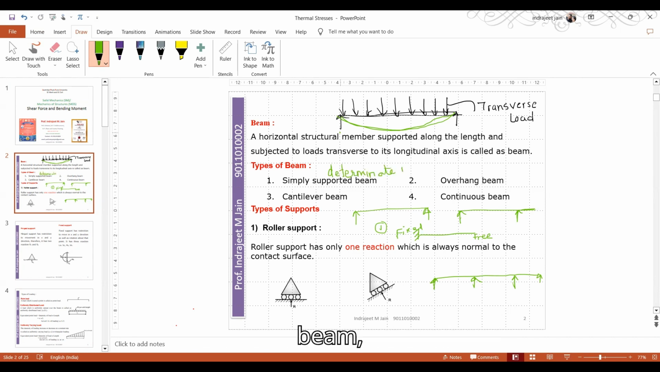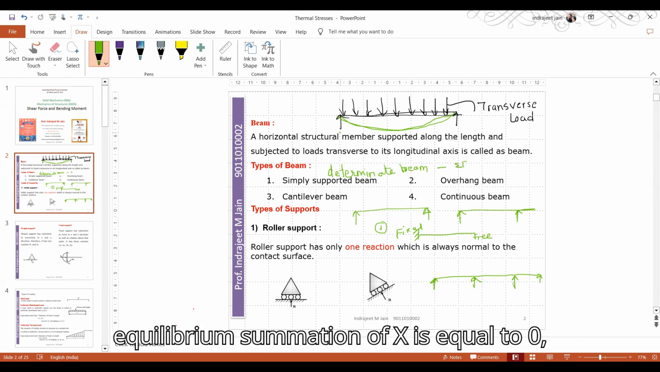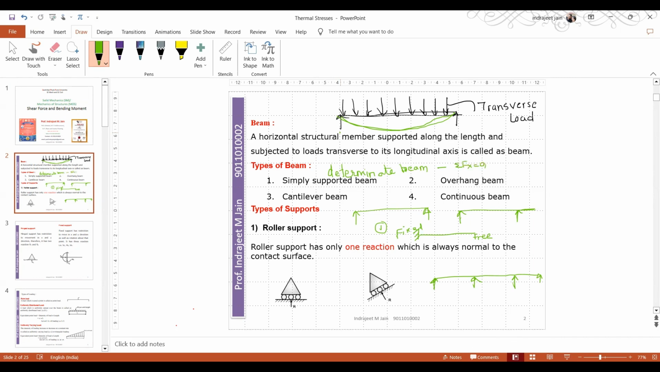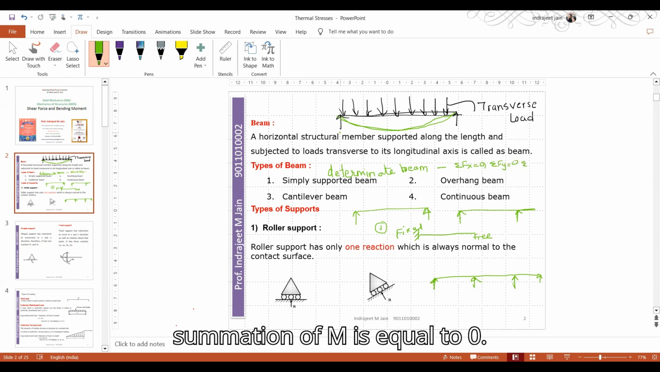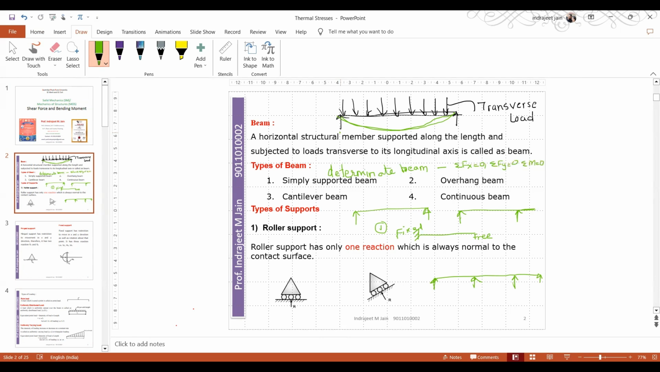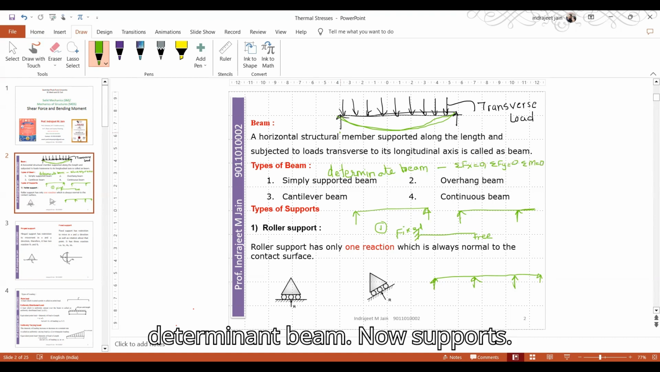So the determinate beam can be solved by three conditions of equilibrium: summation of Fx is equal to 0, summation of Fy is equal to 0, and summation of M is equal to 0. The beam which can be analyzed by the three conditions of equilibrium is called determinate beam.